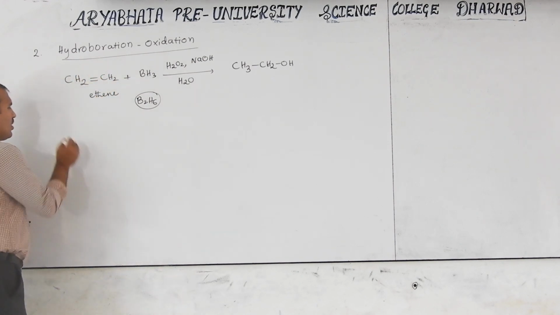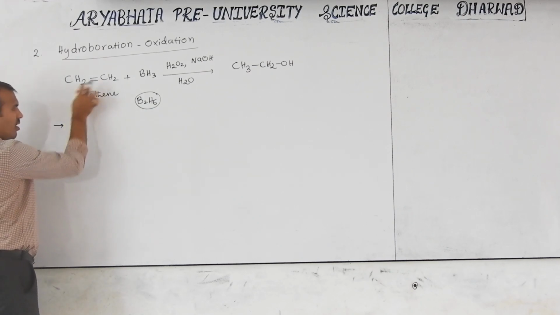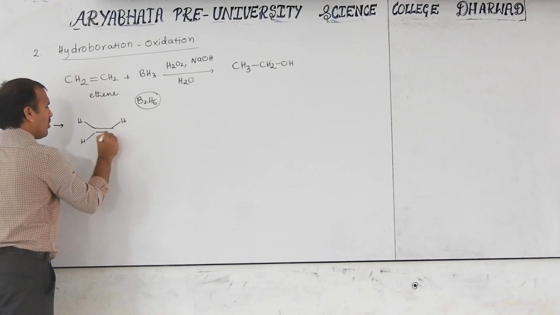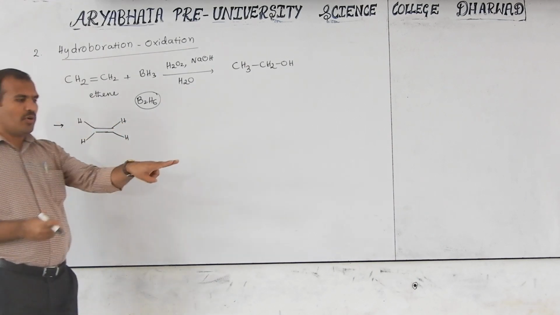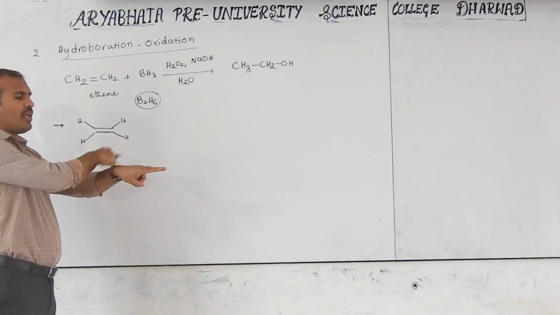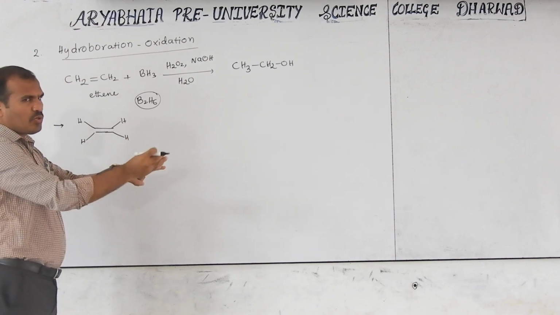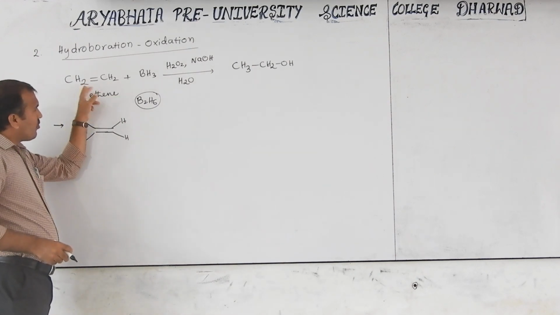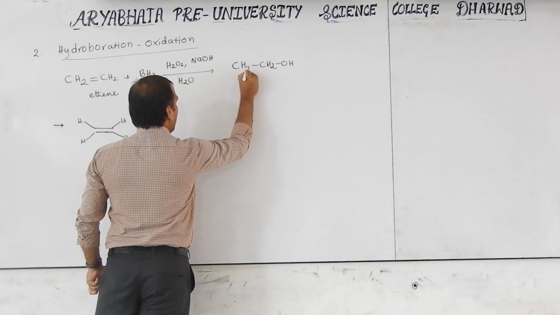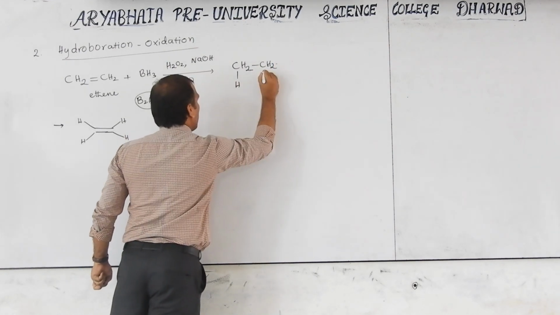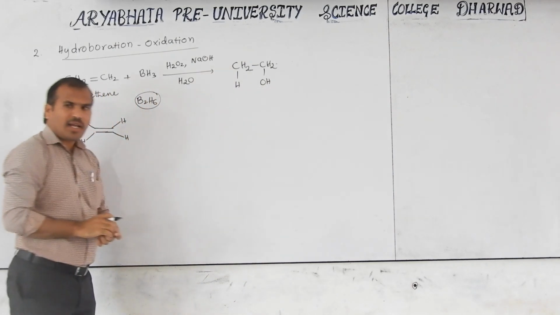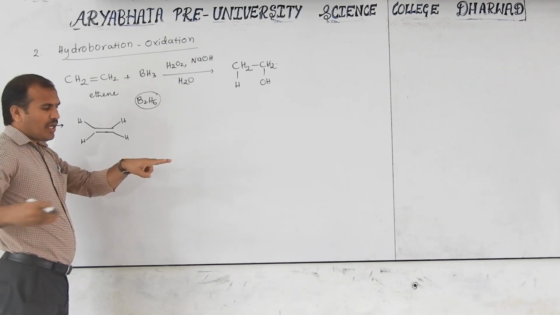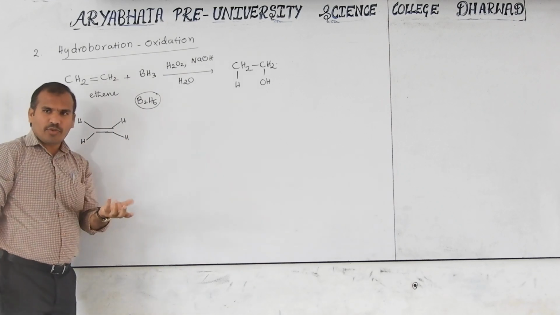But what are the important points? Consider the alkene double bond, with a hydrogen on each carbon, total four hydrogens. This one is towards the observer, and this one is away from the observer. This can be written as CH2-CH2-OH. Now H and OH are added from the same side. Since this is a double bond, H is added from the front side and OH is also added from the front side. But don't consider H on the front side and OH on the back side; that is not possible. This is called same side addition.